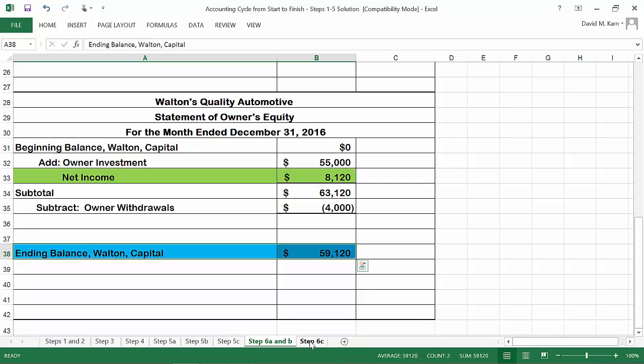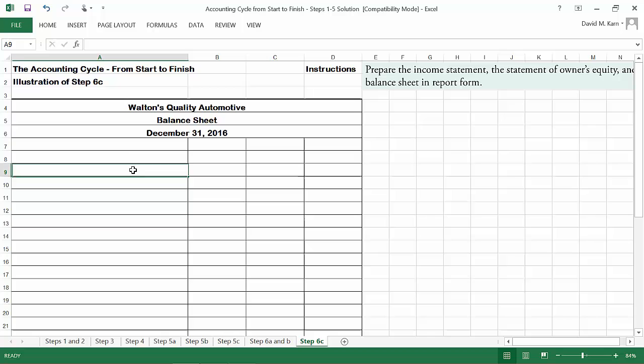Okay, moving right along to that, we'll go right here. Okay, so now we have the balance sheet. Again, we have our proper heading, Walton's Quality Automotive. We have a balance sheet we're preparing, and remember the balance sheet is for a specific date. Now what we have to keep in mind here is that they want us to prepare a classified balance sheet, and that's going to break it into different sections. So we'll have current assets, we'll have plant assets, we'll have current liabilities and long-term liabilities, and then our capital.